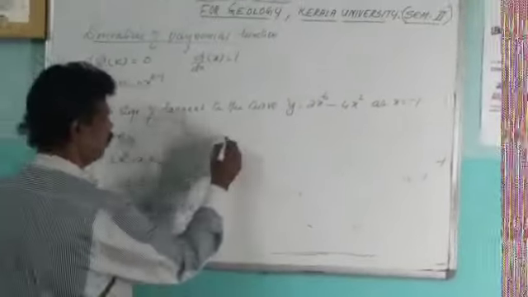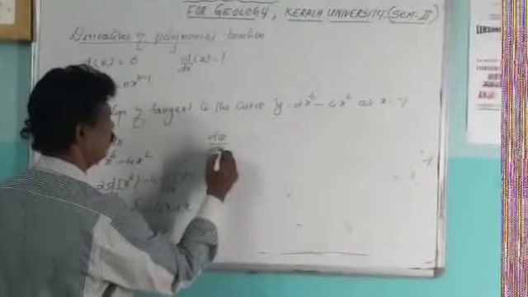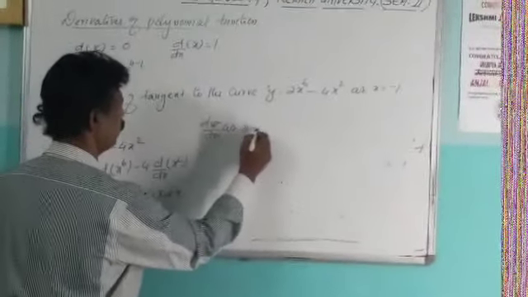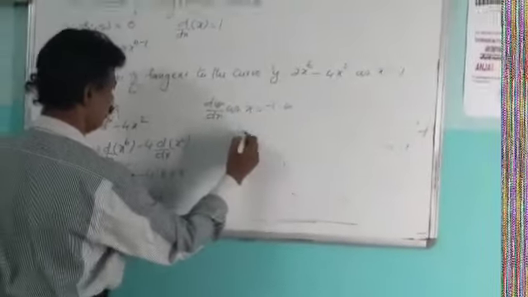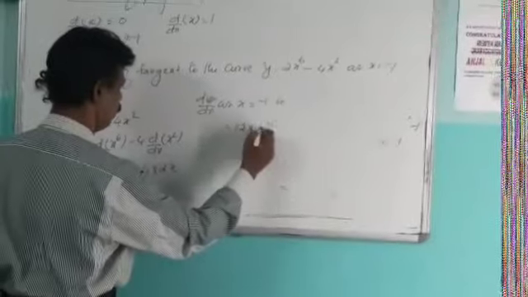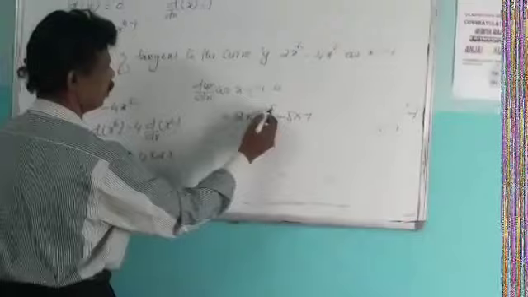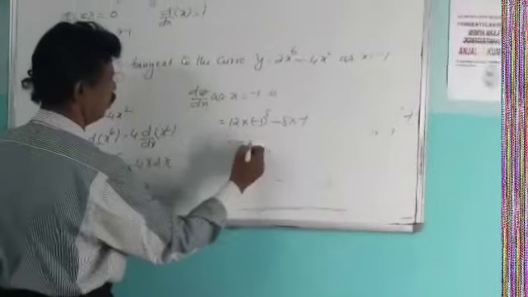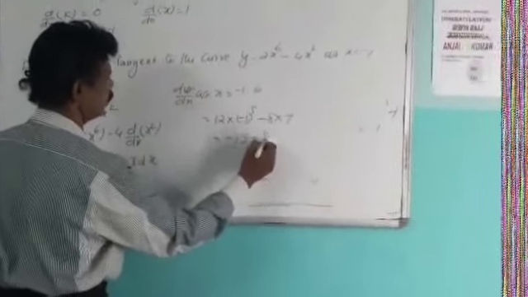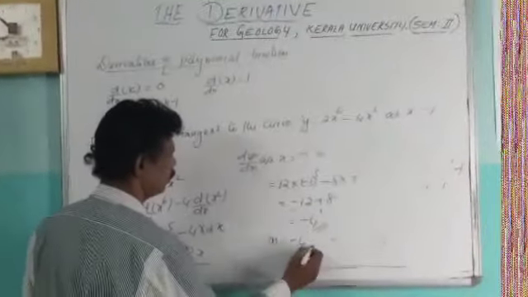Therefore dy by dx at x equal to minus 1 is 12 into (minus 1) raised to 5 minus 8 into minus 1. (Minus 1) raised to 5 is minus 1, so 12 into minus 1 is minus 12, and minus into minus gives plus 8, equal to minus 4. Therefore slope m equal to minus 4.